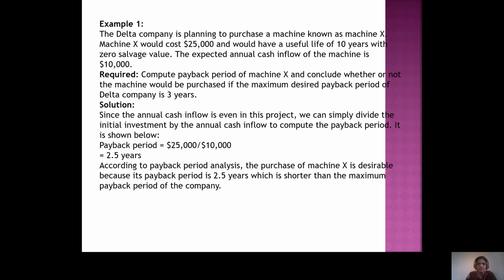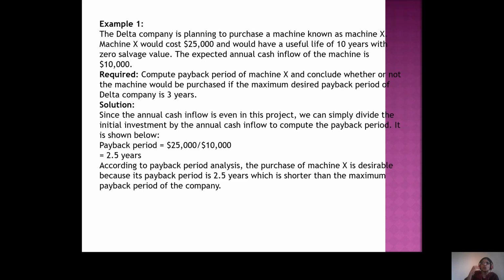What is the solution? The annual cash flow is even in this project. Since the annual cash flow will be even over the 10 years of useful life, whatever the cash flow will be, it will be even. So we can simply divide the initial investment by the annual cash flow to compute the payback period.